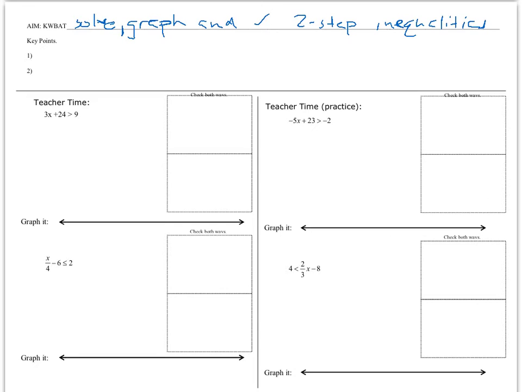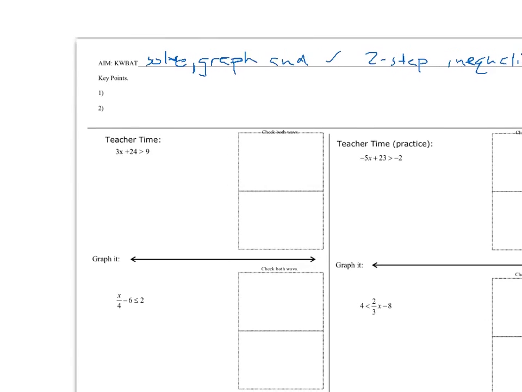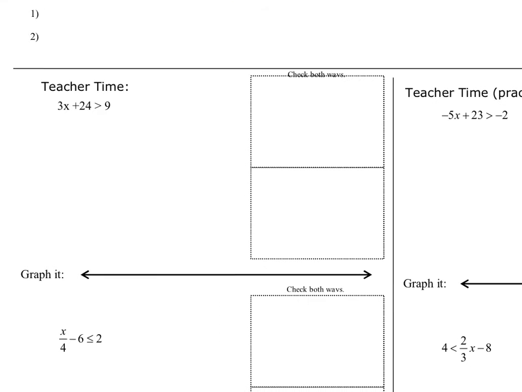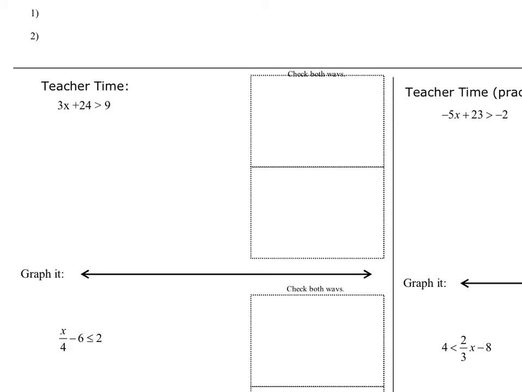We're going to solve, graph, and check two-step inequalities. This is actually going to be the same key points that we've had for any solving of one-step inequalities. So, is there anybody who remembers one or both of the key points that we are going to be needing today? Leslie?